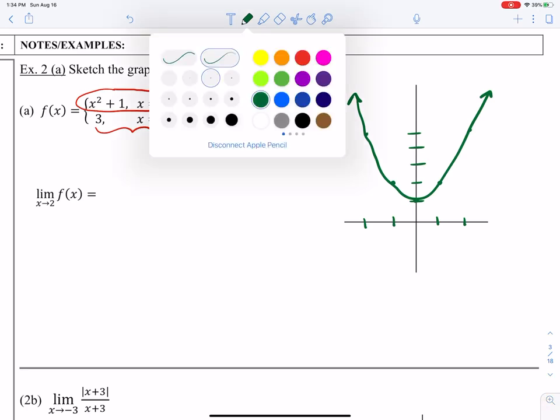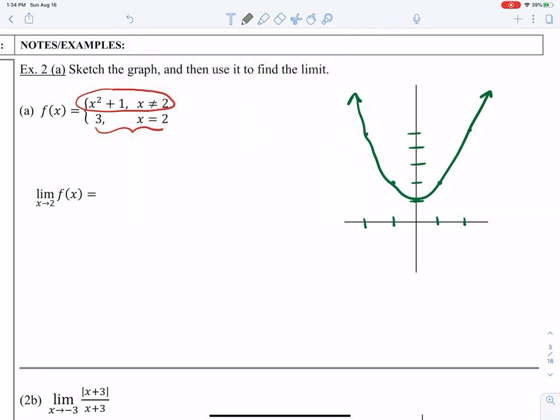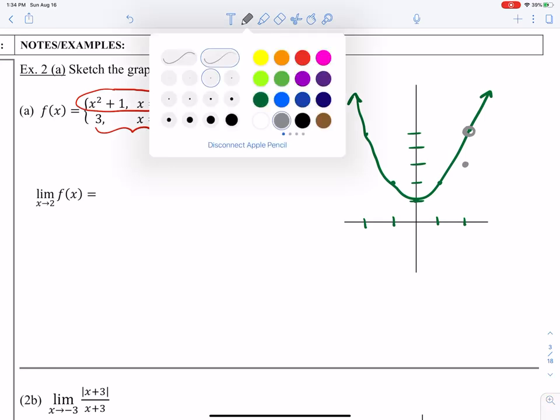And it has now a discontinuity at 2. So that means that this point right here is actually going to be an open circle. And instead of having the point at (2, 5), we're going to now put a point at (2, 3) right here. Okay?